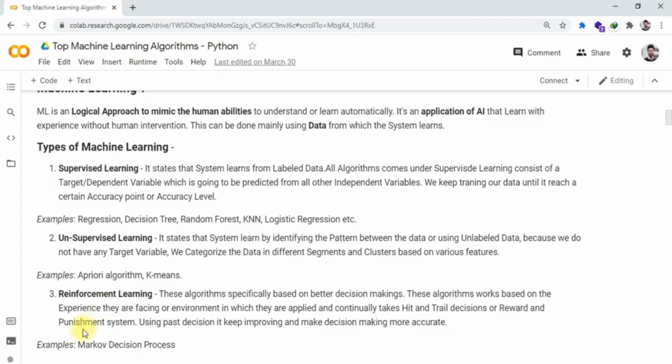Examples are the Markov decision process. So basically this is all in this video, that is machine learning. In our next video I will tell you about the regression algorithms, what regression analysis is, what basically regression is. So hey guys, thank you so much.